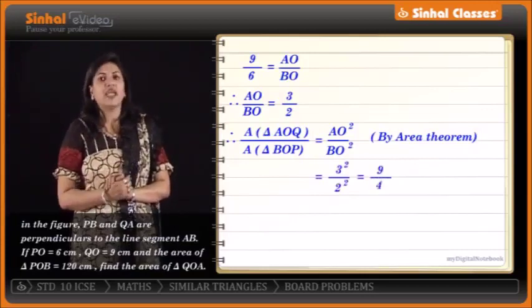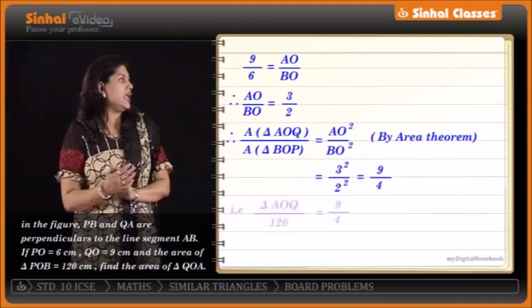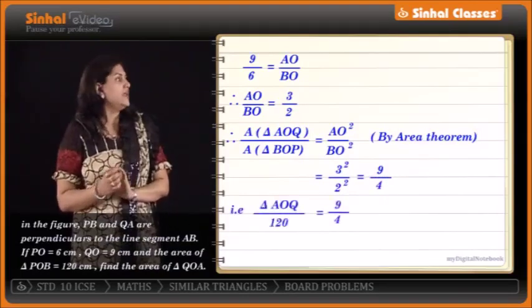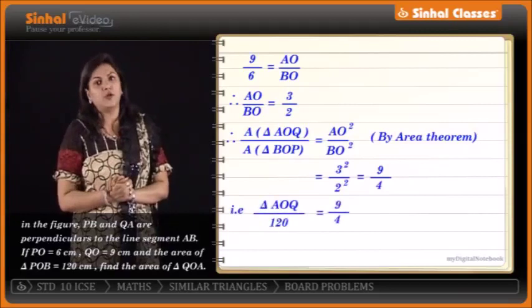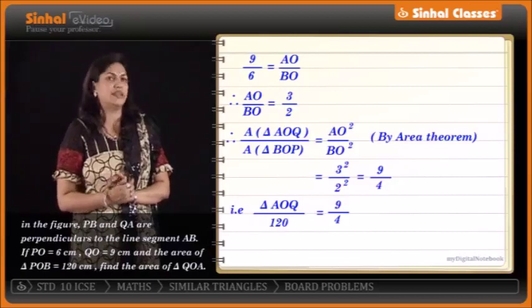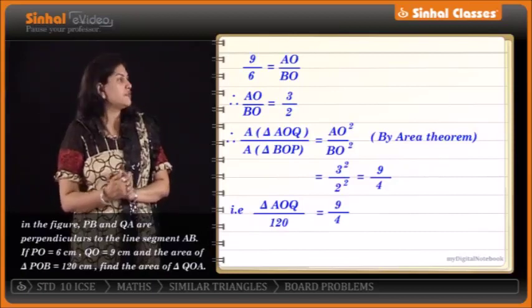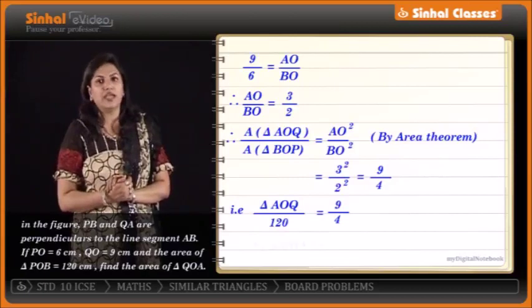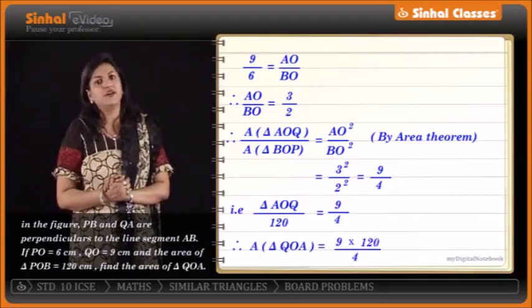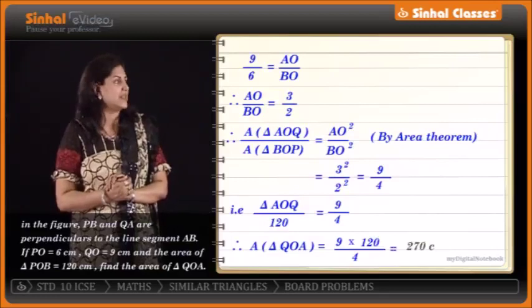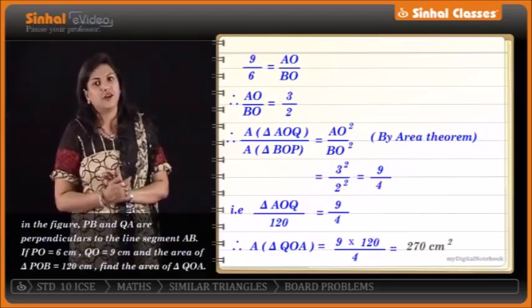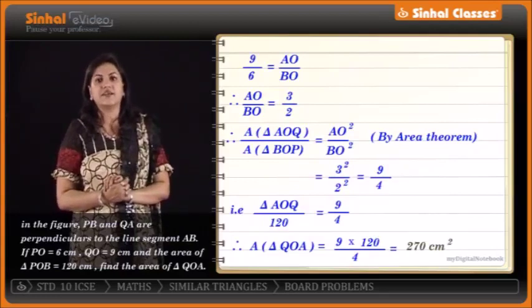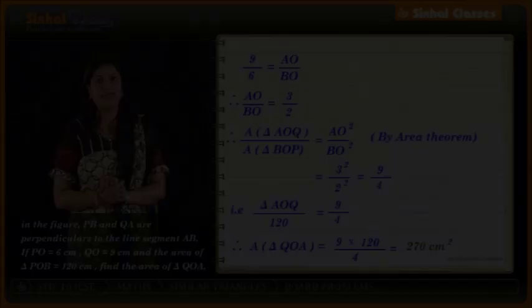So we have area of triangle AOQ upon the area of triangle BOP, but that is given as 120. So we write that down here, equals 9 upon 4. So area of triangle QOA is equal to 9 into 120 upon 4, which is 270 centimeters square. So we've got the required area as 270 centimeters square.